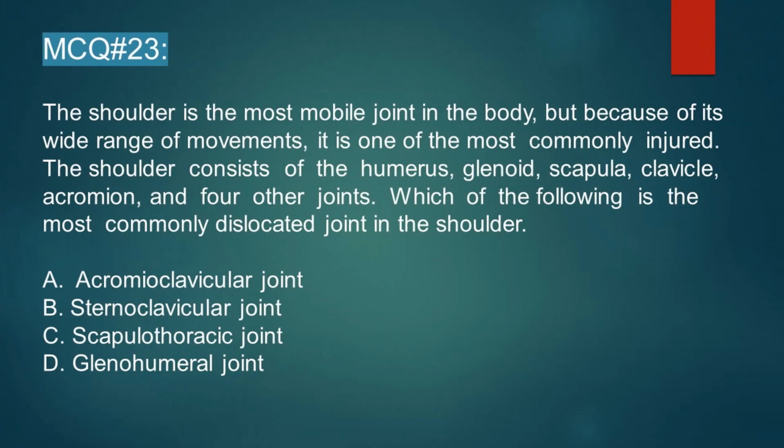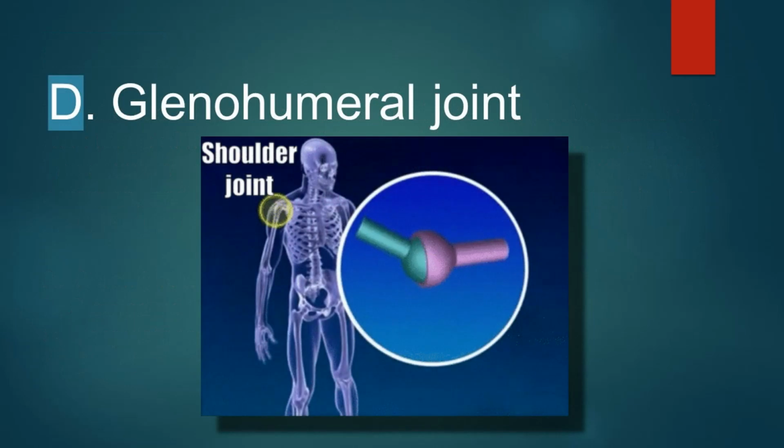Let's jump to the MCQ number 23. The shoulder is the most mobile joint in the body, but because of the wide range of the movement, it is one of the most commonly injured joints. The shoulder consists of the humerus, glenoid, scapula, clavicle, acromion, and the four other joints. So which of the following is the most commonly dislocated joint in the shoulder? Option A, acromioclavicular joint. Option B, sternoclavicular joint. Option C, scapulothoracic joint. And the option D, glenohumeral joint. And the correct answer is option D, glenohumeral joint.